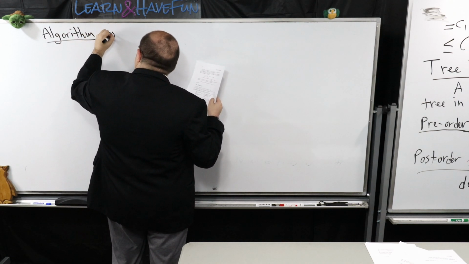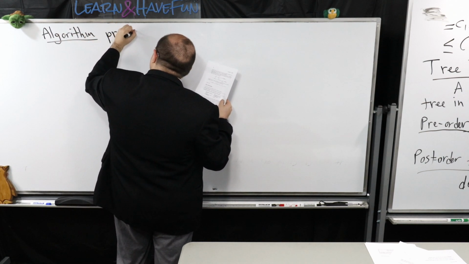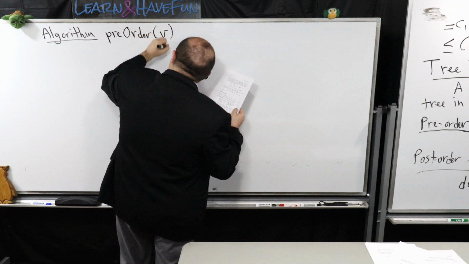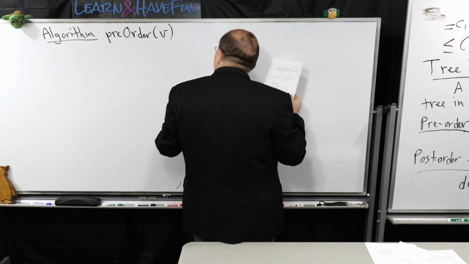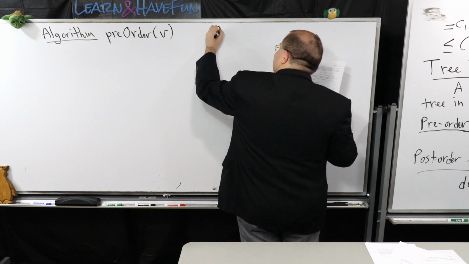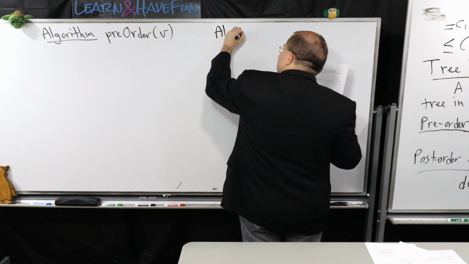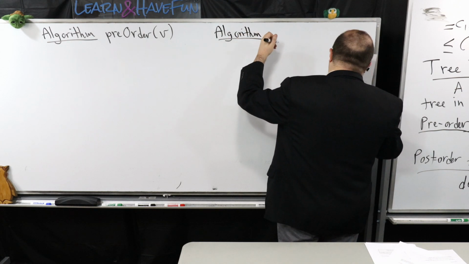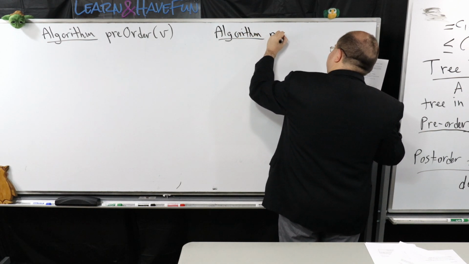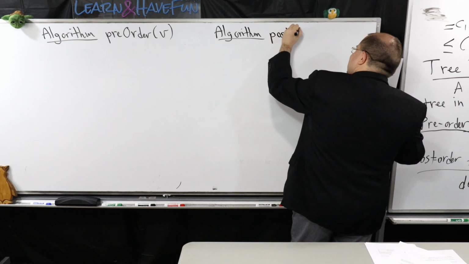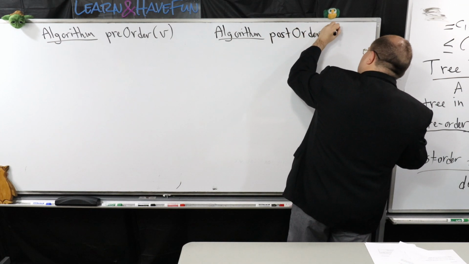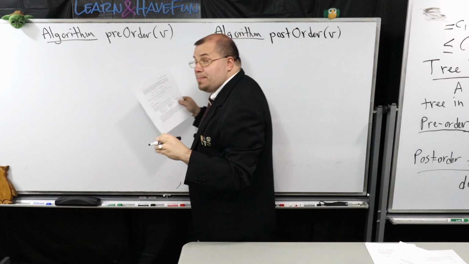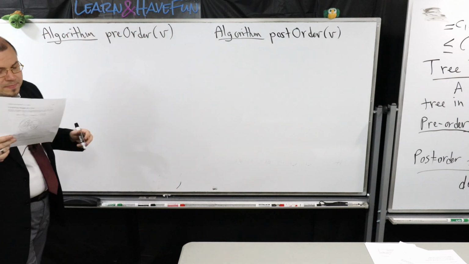So I'm going to have an algorithm I'm going to call pre-order. Imagine I give you as input a node V. And I'm also going to have another algorithm. And that's not the entire algorithm, by the way. I'm just putting them side by side just to illustrate the point. Post order. And it's going to take in as input a node.